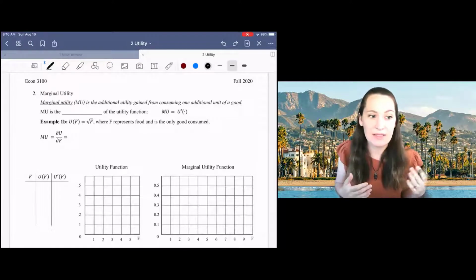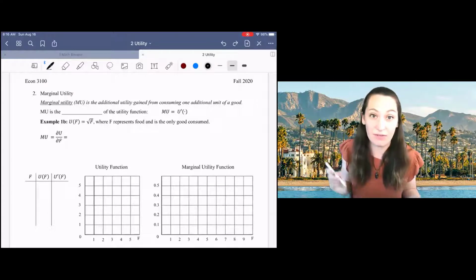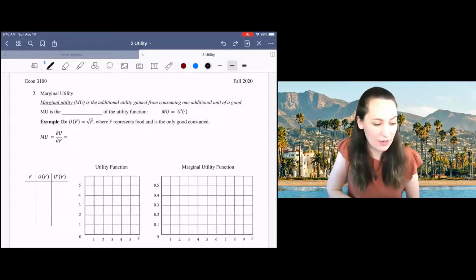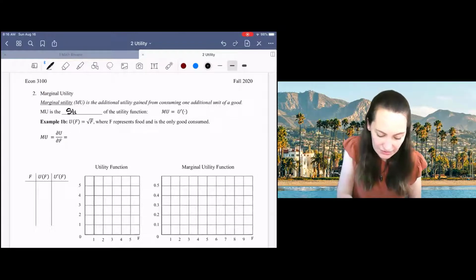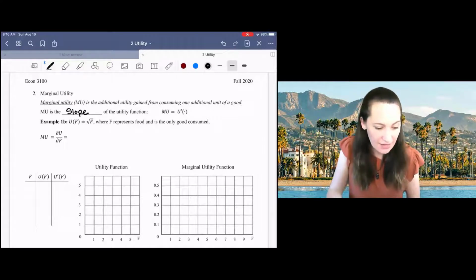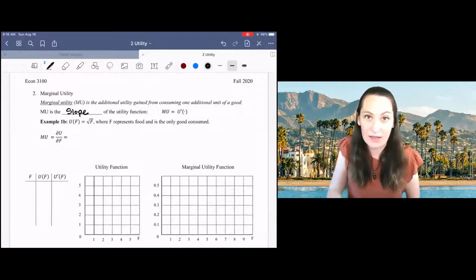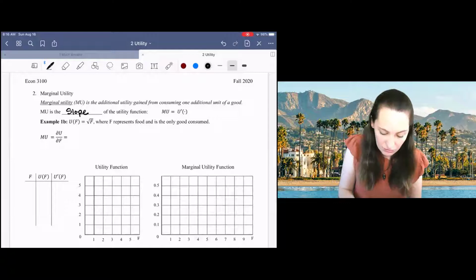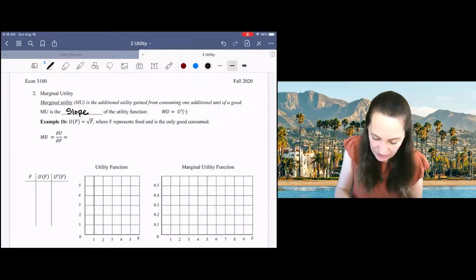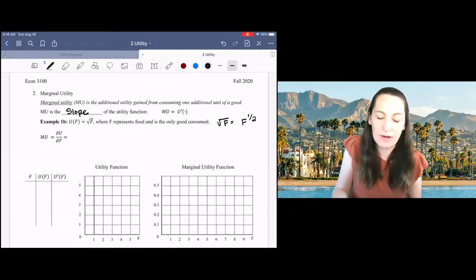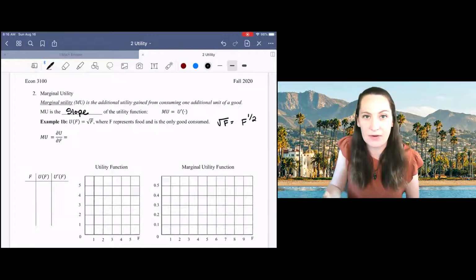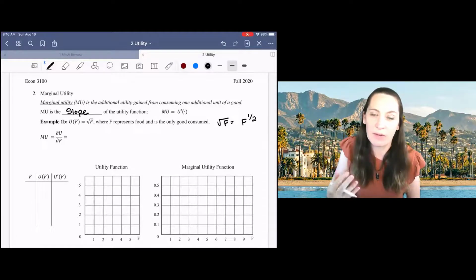So we're going to continue with this simple utility function with food, right? And we're going to try to calculate marginal utility. So marginal utility is the slope of the utility function. And to calculate the slope, all we need to do is to take the first derivative. So remember here that the square root of f, that's the same thing as writing f to the 1/2. So whenever I see a square root, I try to write it as an exponent because that makes it a lot easier to take the derivative.